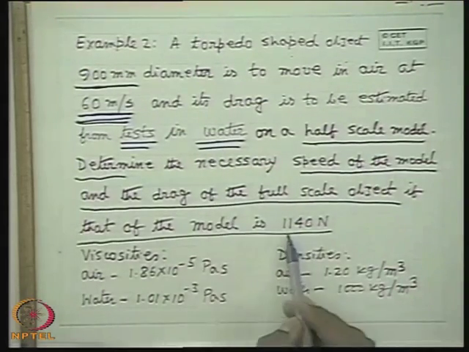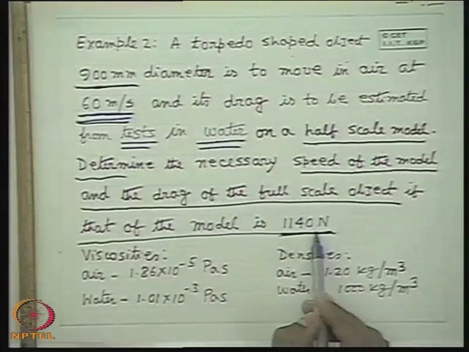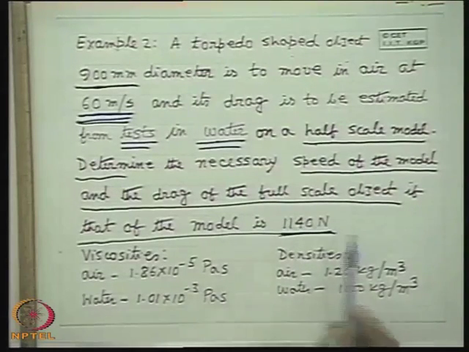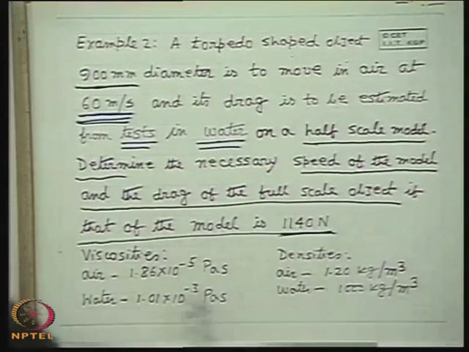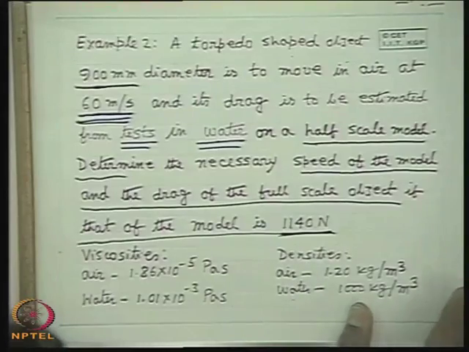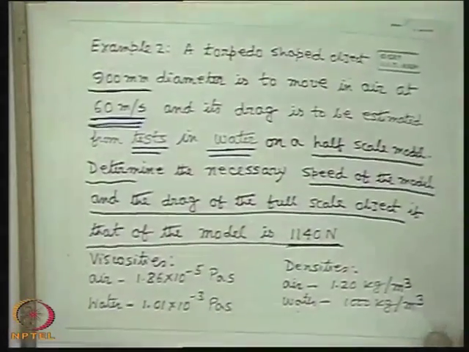for a test under water, if the measured drag in the laboratory is 1140 Newton, what should be the drag of the full scale? So the viscosities of air and water are given, and the densities of air and water are given. These are the properties required.